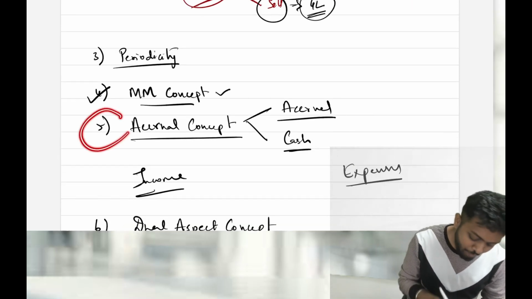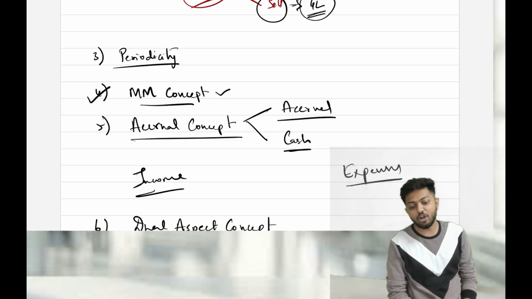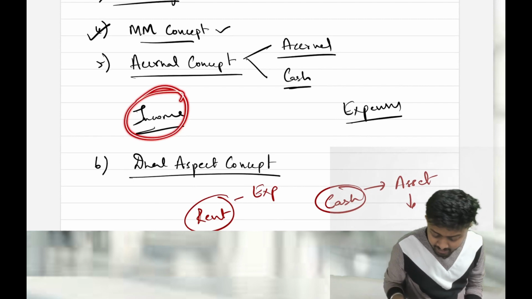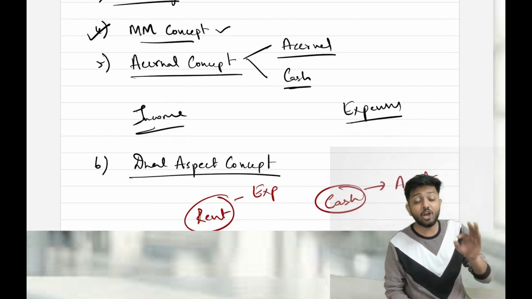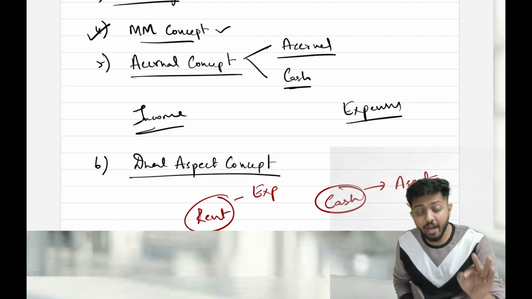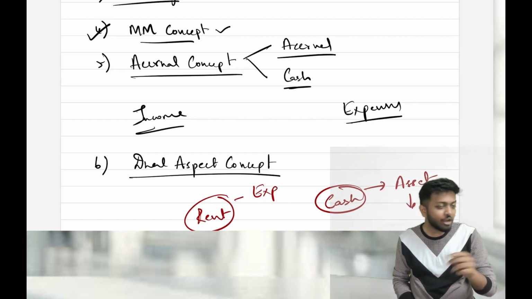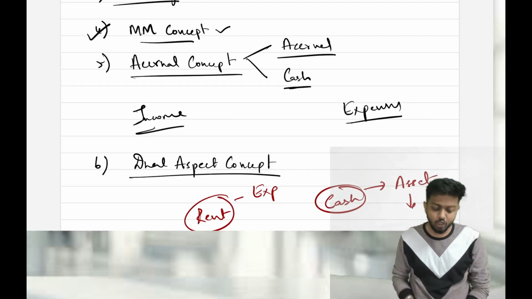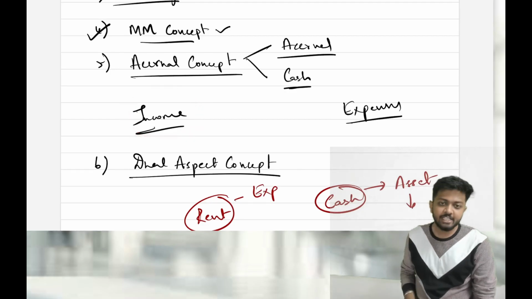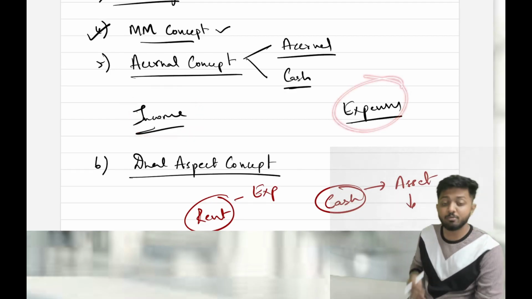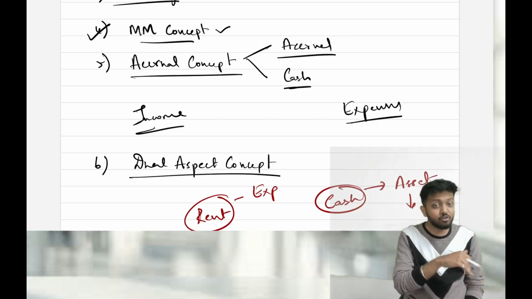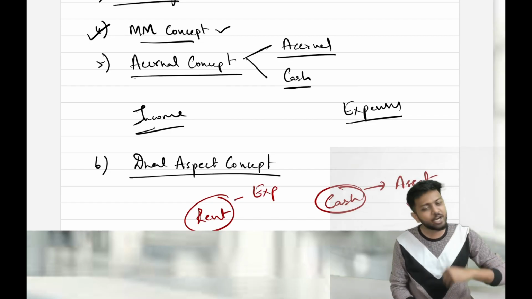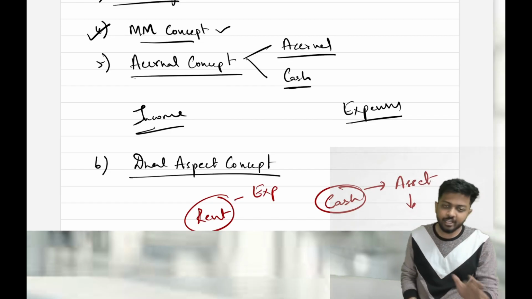Then we have one of the most important concepts, that is accrual concept. What did we learn in accrual concept? If you have any income or any expenses, you will record income when you have earned it, and not whether you have received it or not. That is not the question here. Irrespective of whether you have received cash or not, you will record income the moment you have earned it. Similarly, expenses also, you will book it as an expense the moment you have incurred it. You have used the service, you have used the goods. The moment you have incurred it, you will record it as expense. You don't care about whether you have paid the cash or not. Cash is not the question at all here.